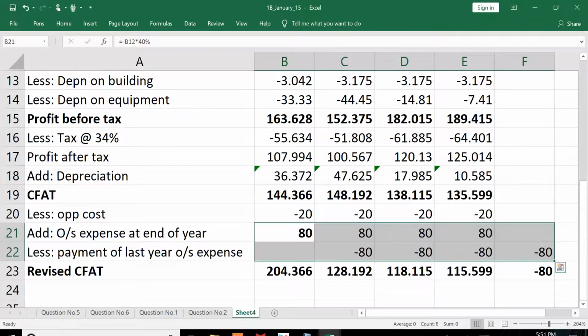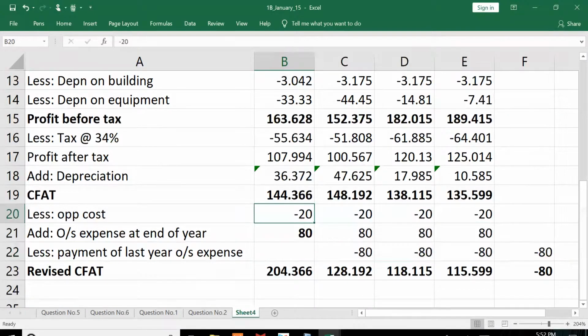So this adjustment you will have to do: outstanding expense at end of year and payment of outstanding expense of last year. Last year outstanding expense has to be paid. Actually, the positive 80 we have considered for tax computation, so that's why we are adding back. Ideally, that 80 is already considered for tax, but since there's no outflow in the current year, we are adding it back. In the next year, the outflow will be in the next year for year one. So this 80 is coming here. This 80 is again added back because I did not pay. That year outstanding, we did not pay 80.